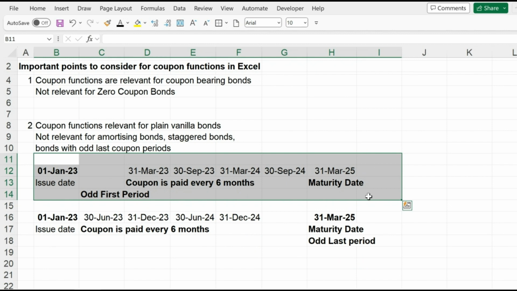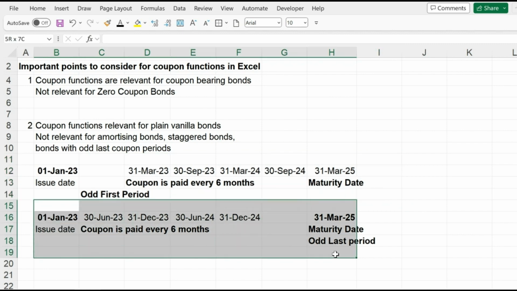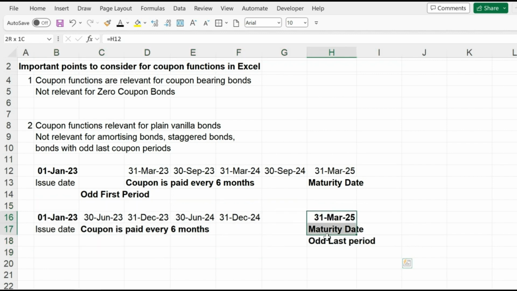These functions do not make much of a difference because it doesn't take the issue date into consideration. It is calculated from the settlement date and the maturity date. However, if there is an odd last period, then these functions will not be useful, because the functions are such that it first takes the maturity date and then does the calculation on a backward basis. So with these two things in mind, let's start doing the calculations and let's try to find out what are the different days and the dates for the coupon payments.